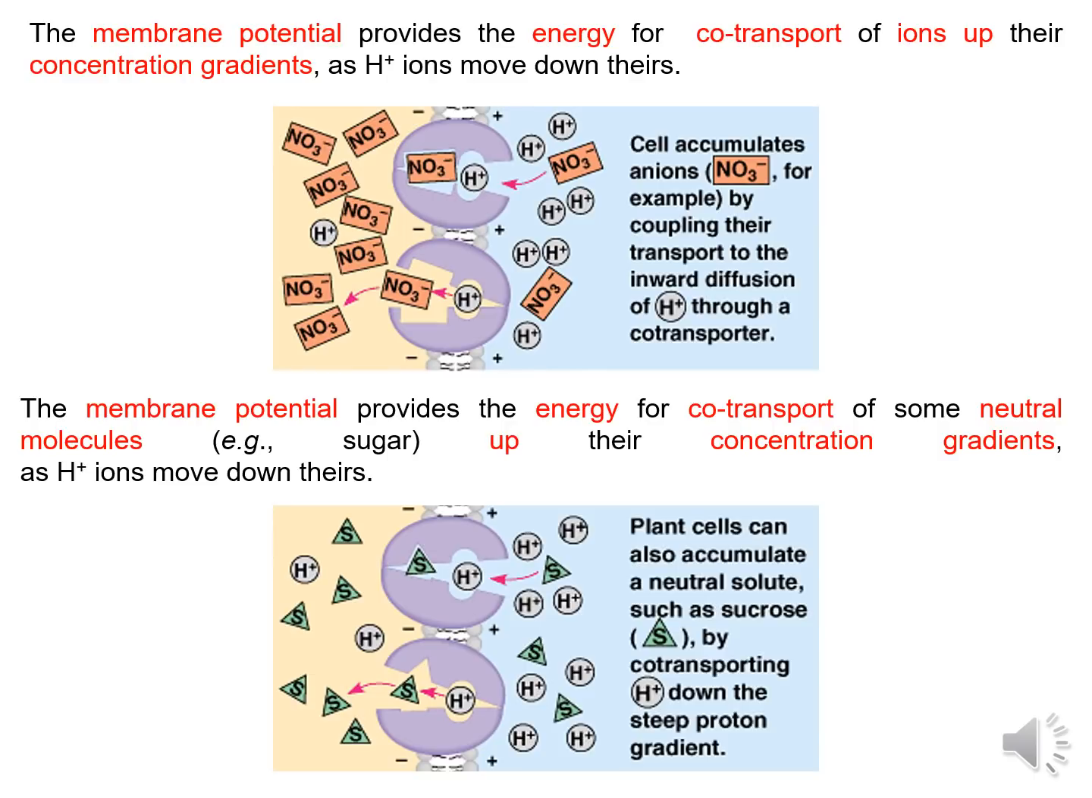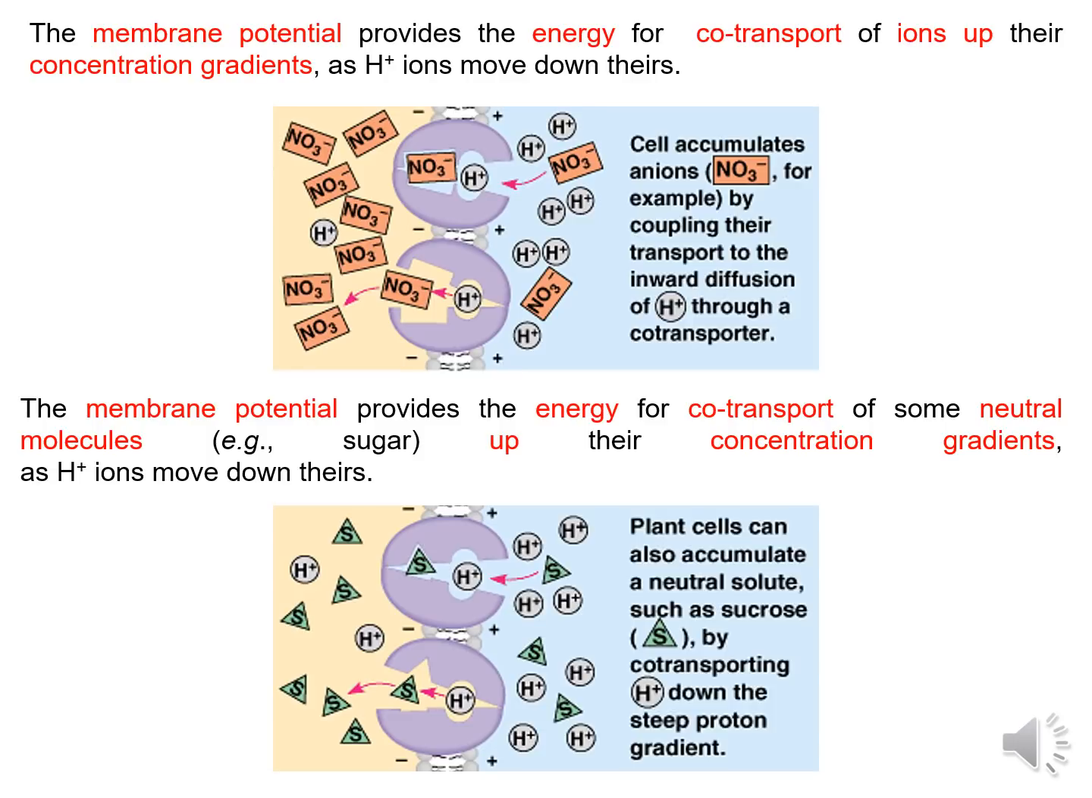In the third example, the membrane potential can also provide the energy for co-transport of ions up their concentration gradient. As in this example, the hydrogen ions move down the concentration gradient. And in the fourth example, the membrane potential also provides the energy for co-transport of some neutral molecules, for example sugar, up or against the concentration gradient, but at the same time, the hydrogen ions are moving down the concentration gradient.